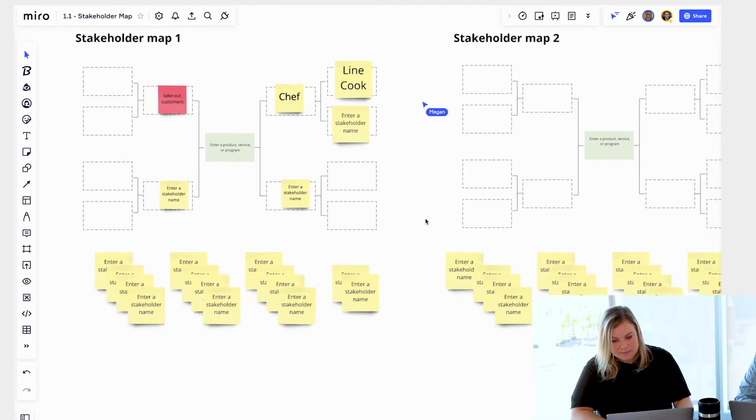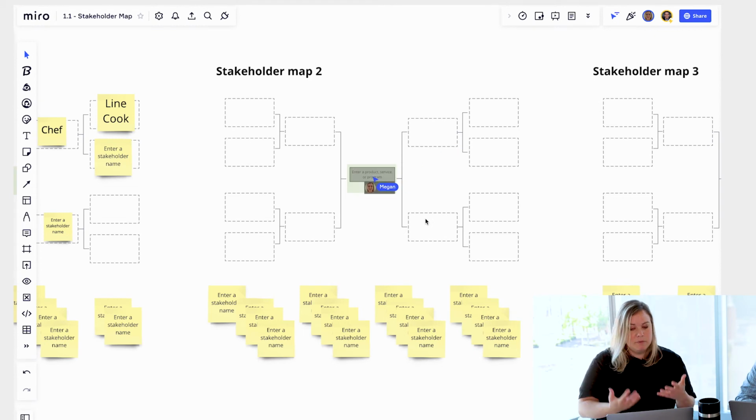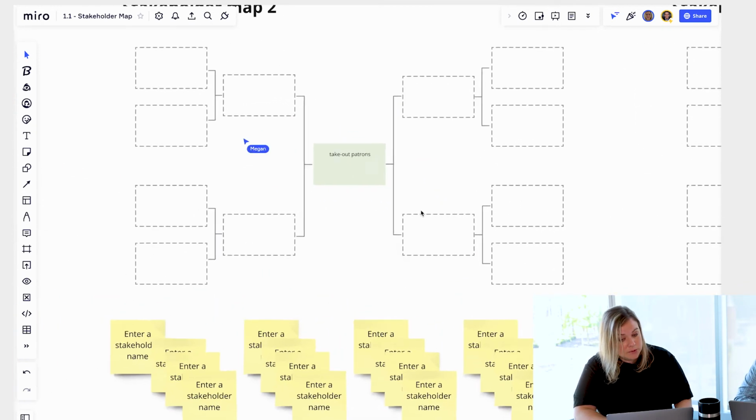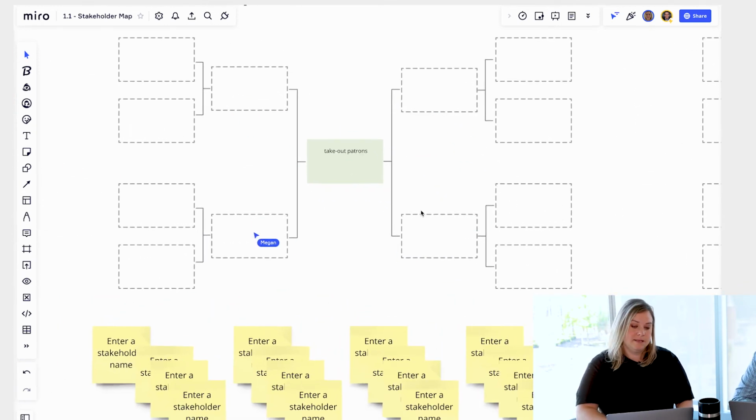Awesome. So Adam, sometimes instead of putting the product, service, or program at the center of your stakeholder map, you could choose to put your key target at the center of your stakeholder map. So as we were designing a system for ordering from a restaurant, maybe I want to put takeout patrons at the center of the map. And then we can start to think about the stakeholders who are directly related to them, and then the stakeholders who are secondarily related to those people at the outskirts of the board.